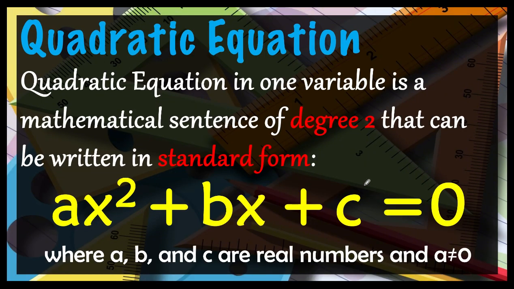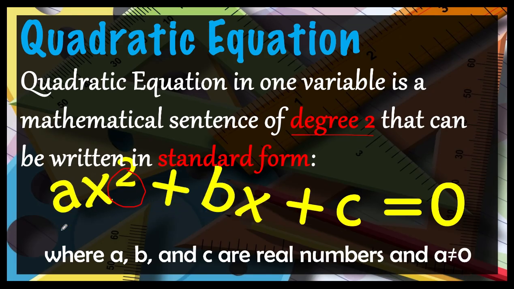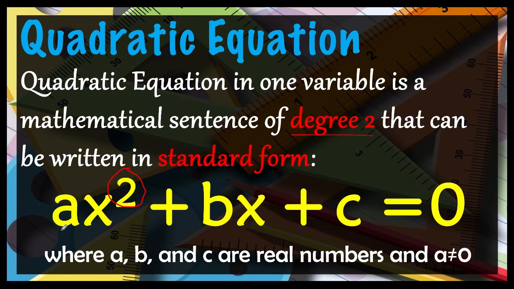So, start tayo. When we say quadratic equation, it is a mathematical sentence of degree 2. When we say degree 2, we're talking about the exponent. Ang highest degree na ng exponent niya is 2 that can be written in standard form. So, ito mga anak, yung ax squared plus bx plus c is equal to 0, standard form yan. So, ibig sabihin, when we say standard, yan yung pagkakasalansan.